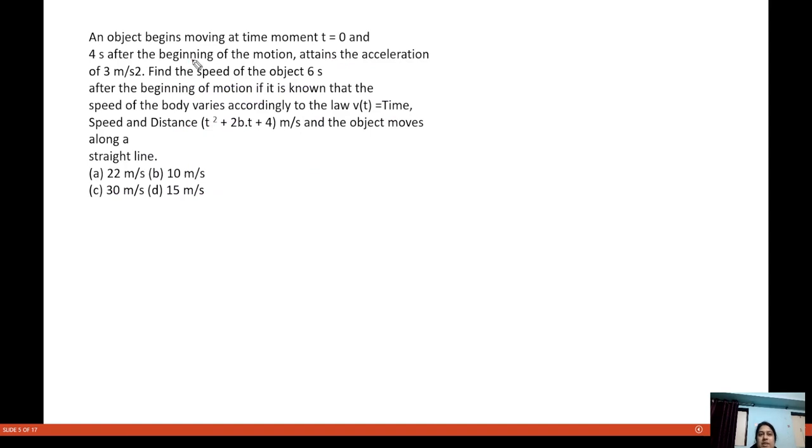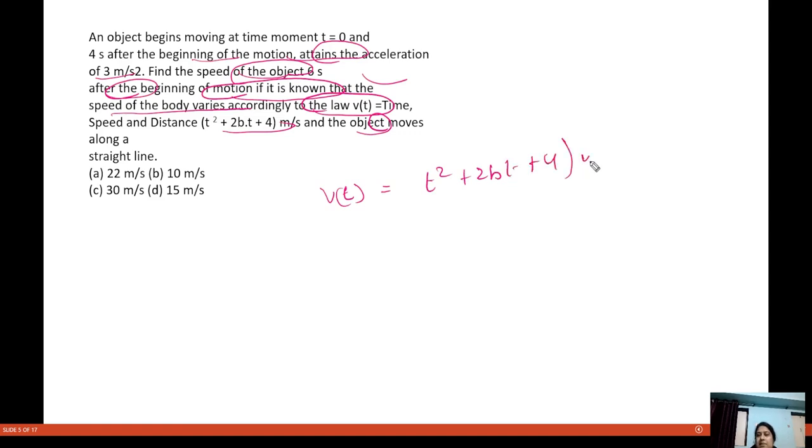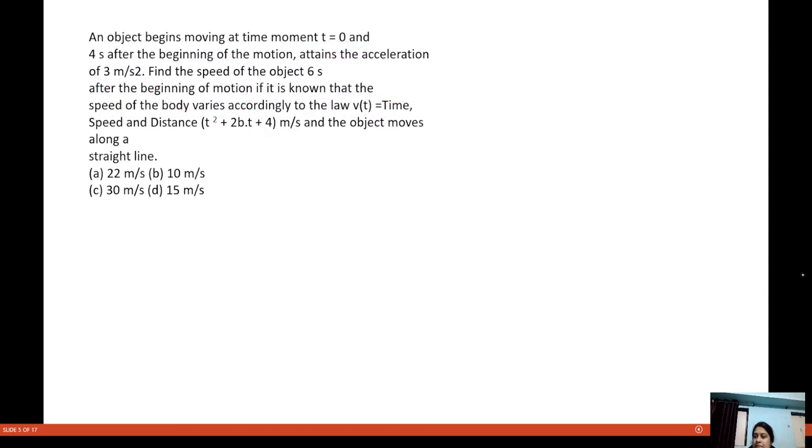We have an object that begins moving at time t equal to 0, and 4 seconds after the beginning of the motion attains an acceleration of 3 meter per second square. Find the speed of the object 6 seconds after the beginning of the motion, if it is known that the speed of the body varies according to the law v(t) is equals to t square plus 2bt plus 4 meter per second. See, I have given you this question. This question is a little bit related to physics, but don't be very confused, because this question can be solved relatively easily.